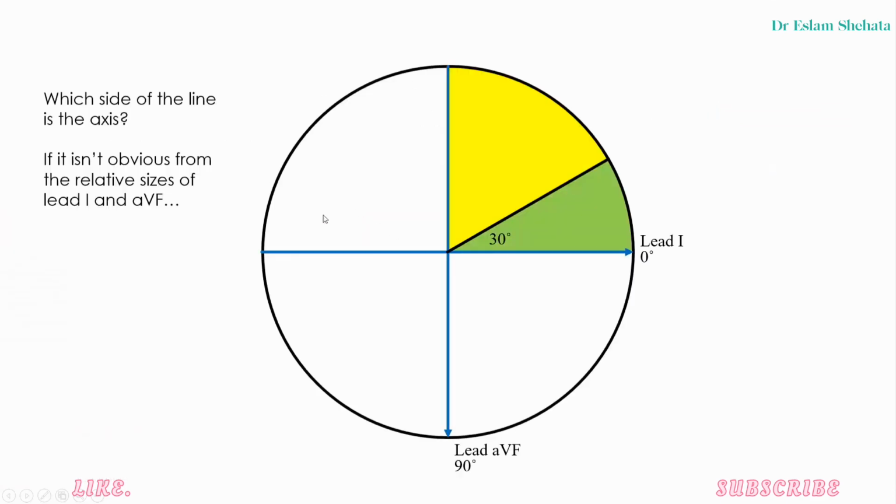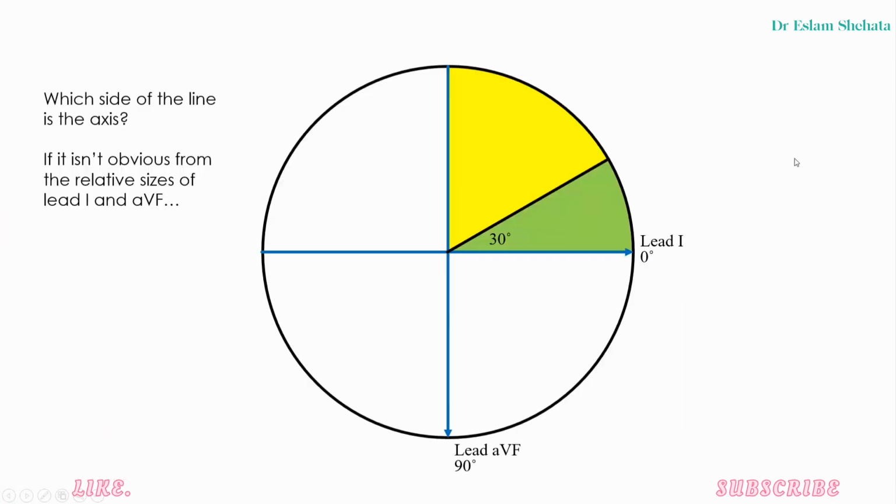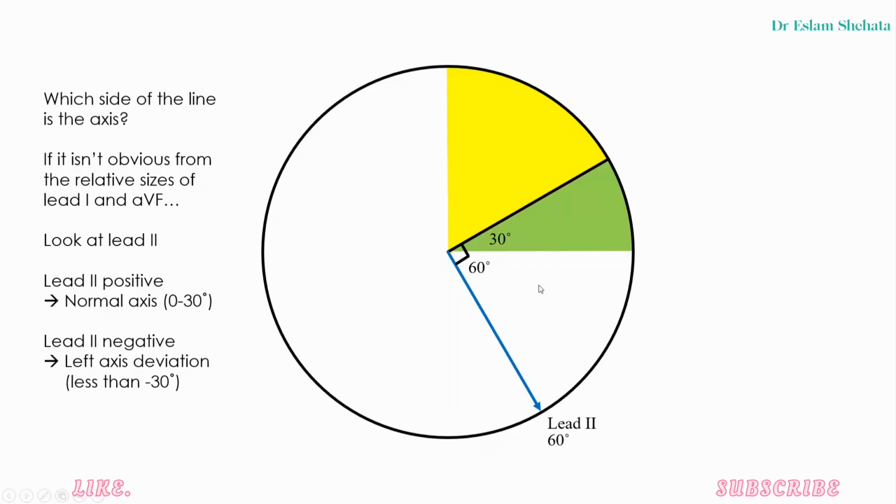Well, if it isn't obvious from the size of lead 1 compared to the size of AVF, I would argue in this case AVF is bigger than lead 1, so we know we're up here. We know this one's a left axis. But if it wasn't obvious, look at lead 2. Lead 2 is exactly 90 degrees to this line. So if lead 2 were positive, then you know you're on this side of the line, and that means you're within normal range. If lead 2 were negative, we must be going away from lead 2, we must be on this side of the line in left axis deviation territory.